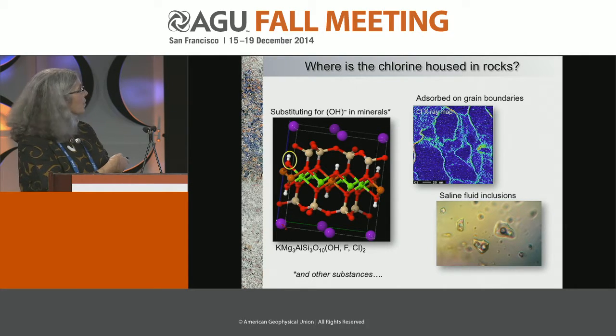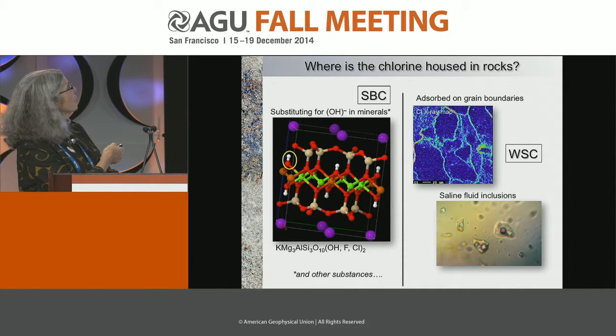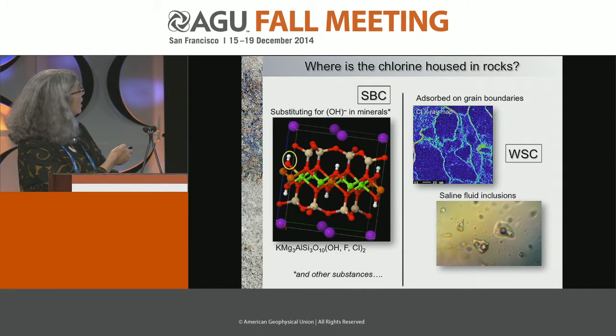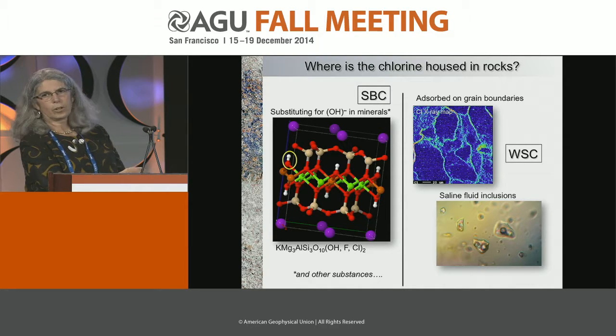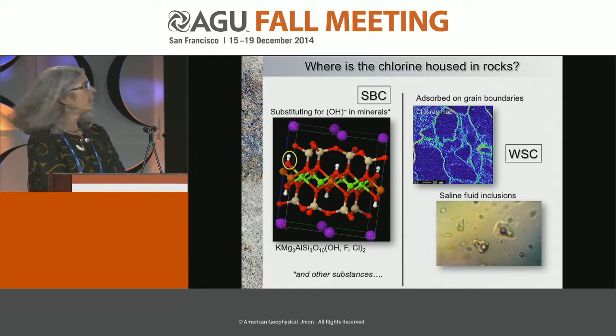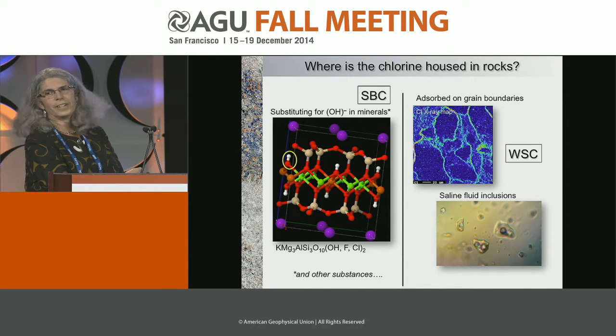And for the purposes of this talk, I'm going to divide up these different types of chlorine. We're going to talk about structurally bound chlorine, where it's bound up in minerals. And there's a little asterisk here that I'll come back to later on. And the chlorine that's adsorbed on the grain boundaries or is in fluid inclusions, this is water-soluble chloride. And for many of the samples I'm going to talk about, I've analyzed structurally bound and water-soluble chloride separately, but I'm also mostly going to be talking about bulk delta 37 Cl data including both of these components of the chlorine.